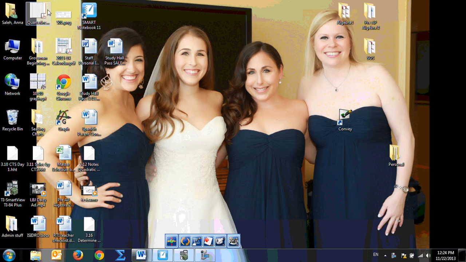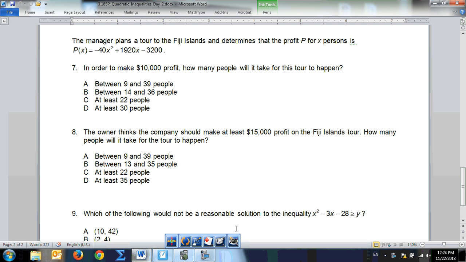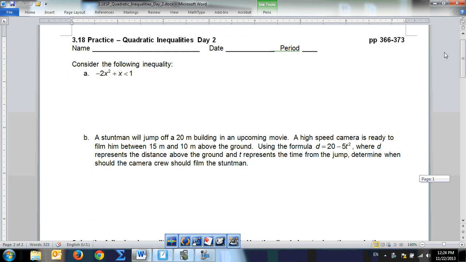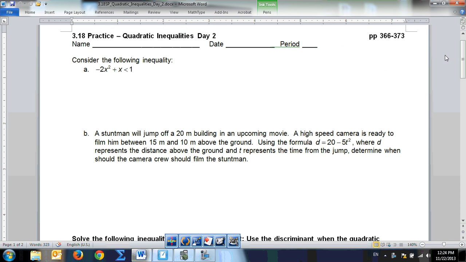Alright, so like I said, guys, we're getting started. Today we're going to focus on day 2 of quadratic inequalities. So I'm going to bring a couple of things to your attention, okay? And then I'm going to let you kind of keep working on this on your own.